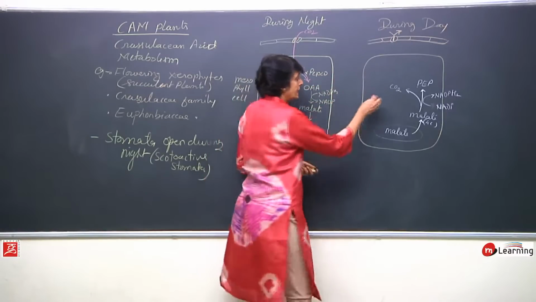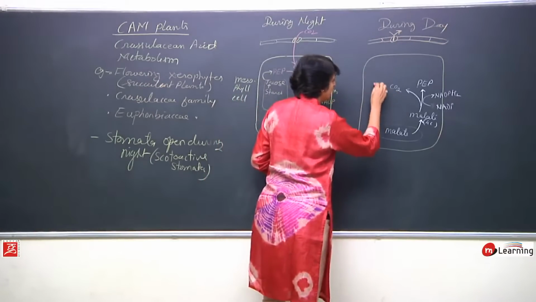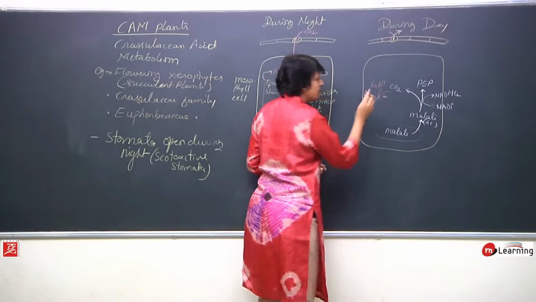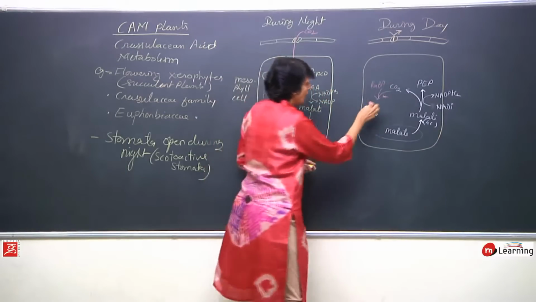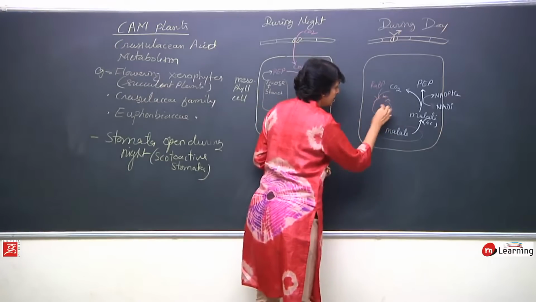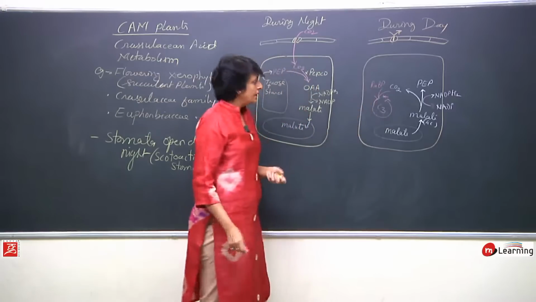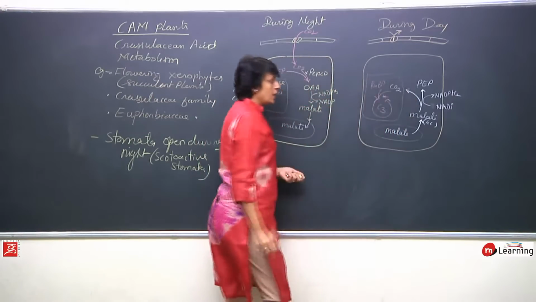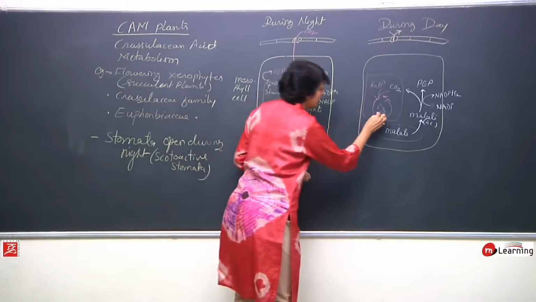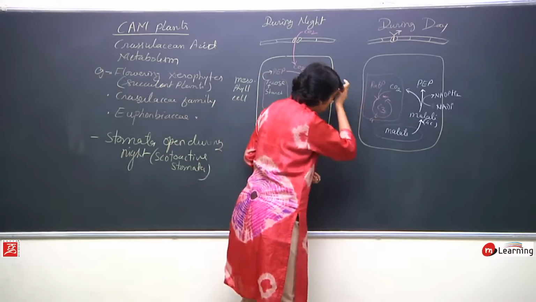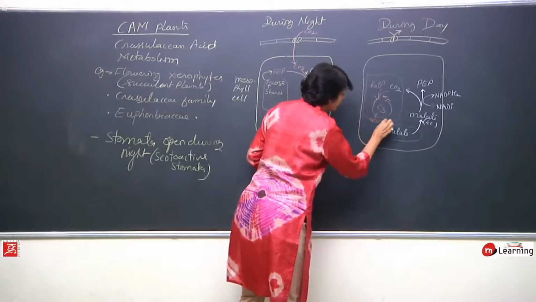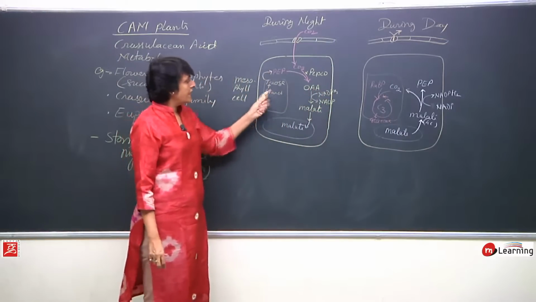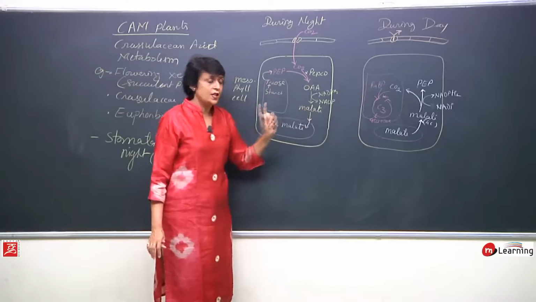And this carbon dioxide is accepted by RuBP in presence of same rubisco, and there will be C3 cycle. This will take place in chloroplast. So in chloroplast C3 cycle will take place, which results into formation of glucose. Just reverse what was happening during night, exactly reverse reaction takes place here.